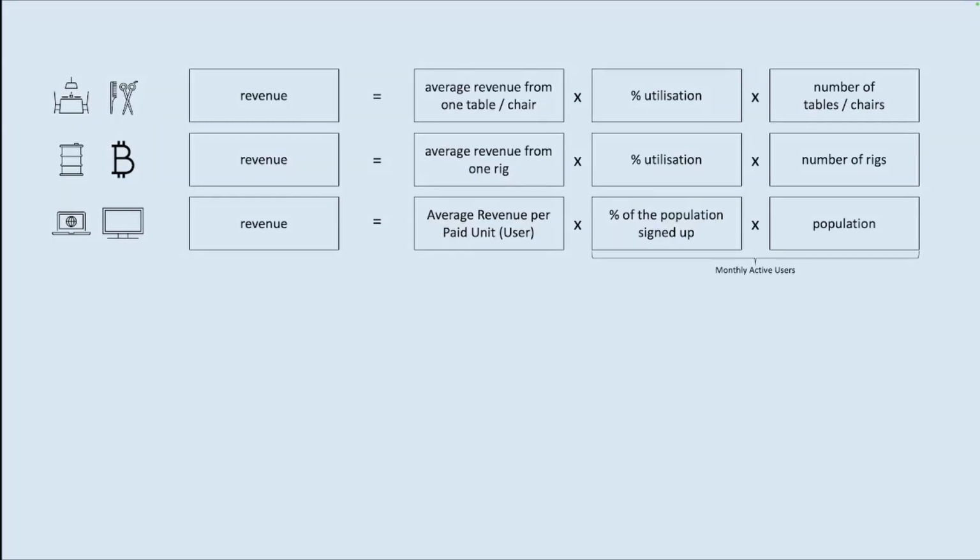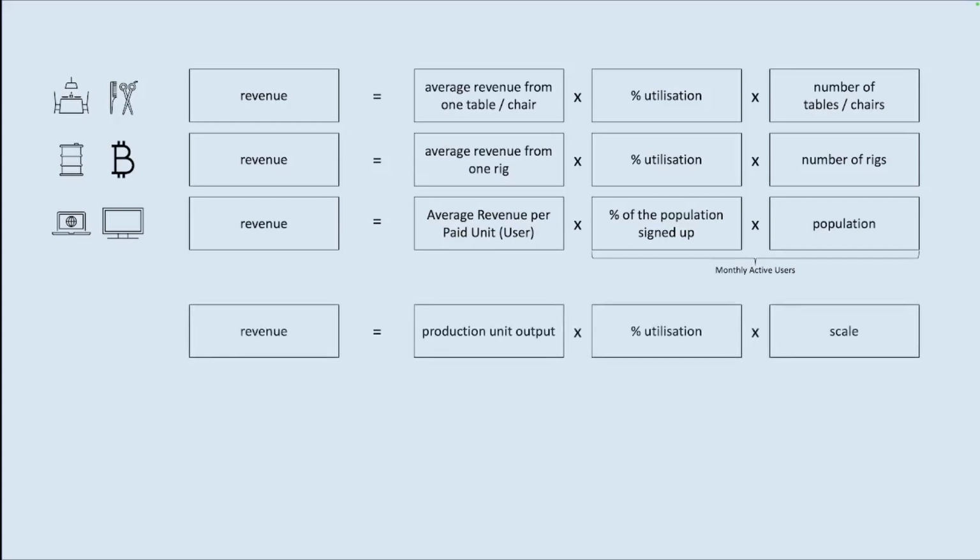Let's summarize the implication of those examples. We can see that the revenue is generated by some production unit. This will be a table, a rig, a user. We have a measure of operating proficiency those businesses are operated with, the utilization. And then we have a scale of the business. To me, airlines can be explained the same way.